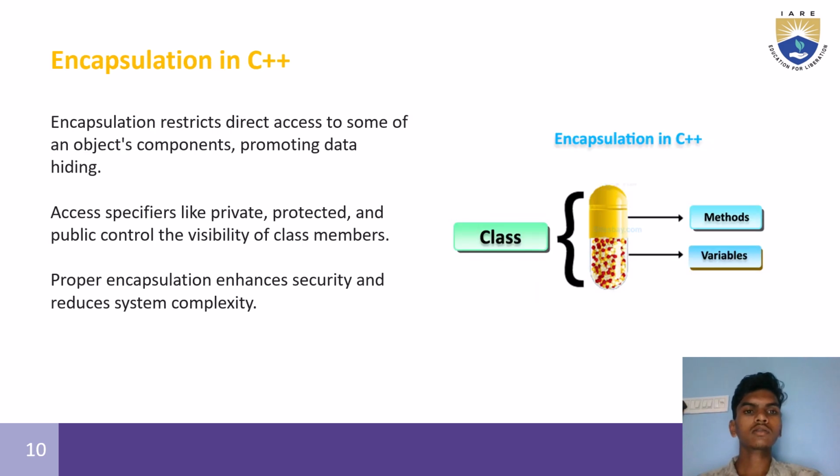And coming to encapsulation in C++. Encapsulation restricts direct access to some of an object's components, promoting data hiding. Access specifiers like private, protected, and public control the visibility of class members. Proper encapsulation enhances security and reduces system complexity. This is an example image of encapsulation in C++. It consists of two things, methods and variables, as you see in the image.